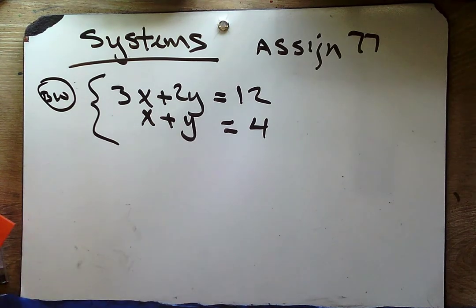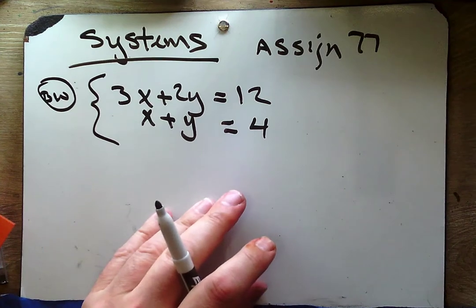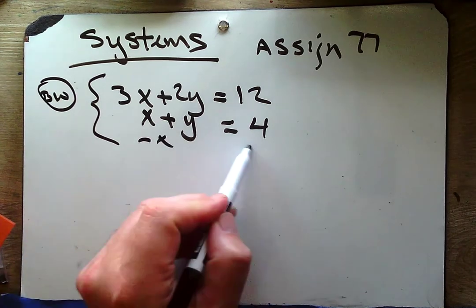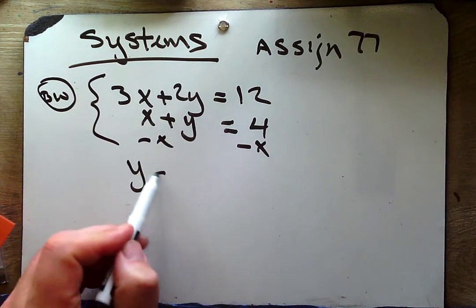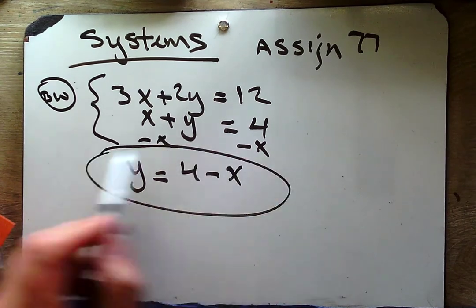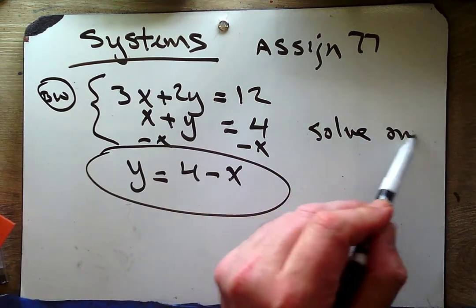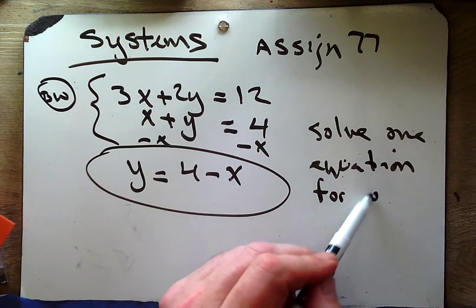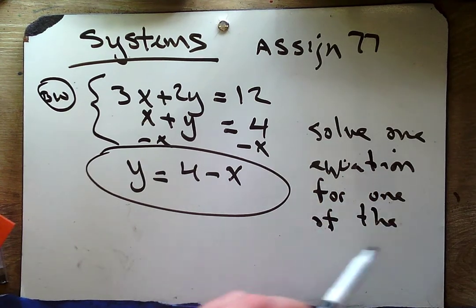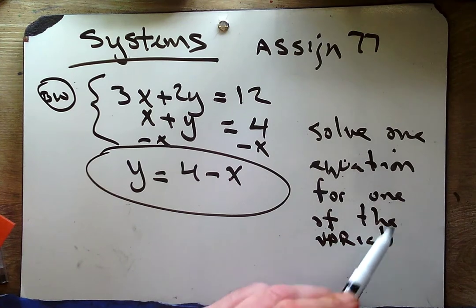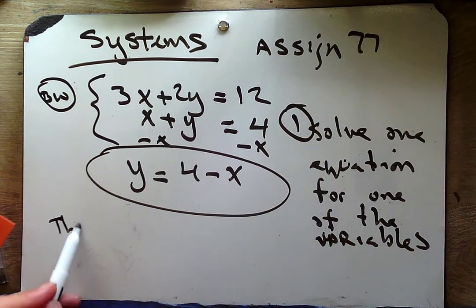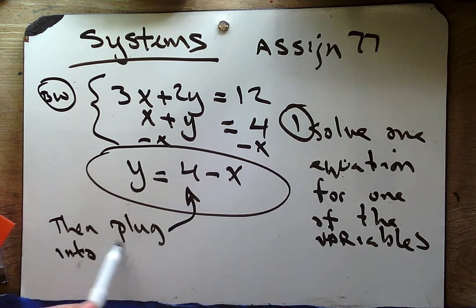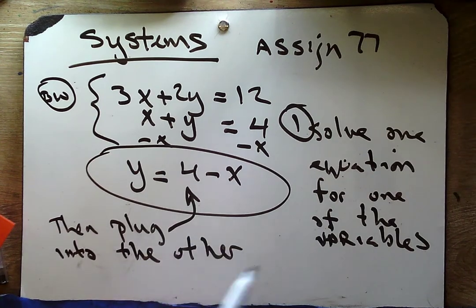So this one, I think I'm going to do it with substitution. And I'm going to say that y is equal to 4 minus x. So you solve one equation, doesn't matter which, for one of the variables. Then plug this into the other equation.